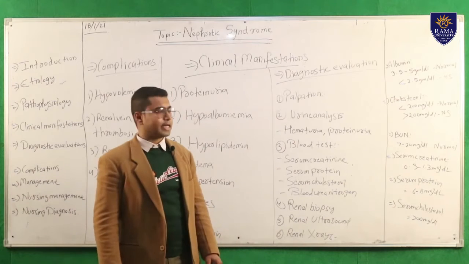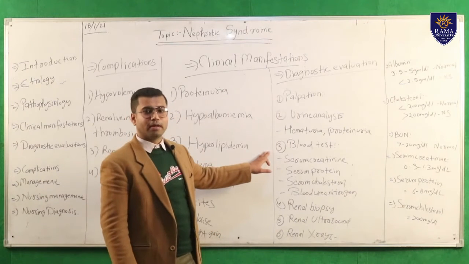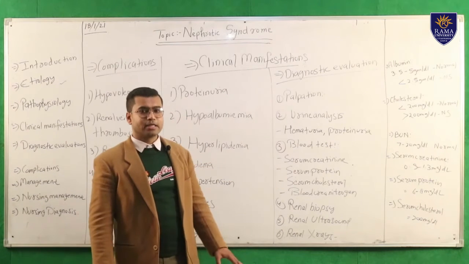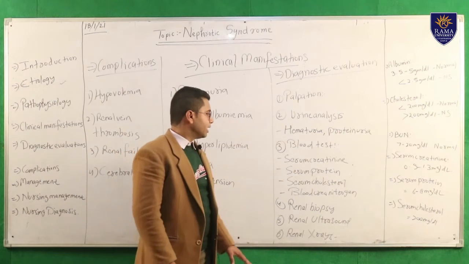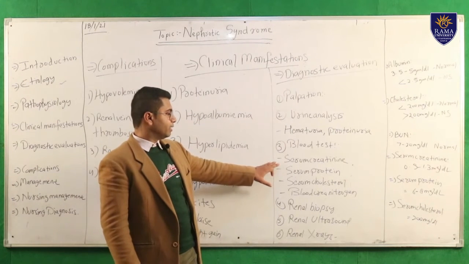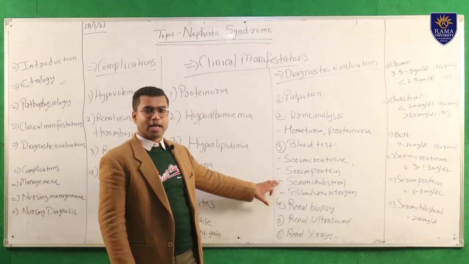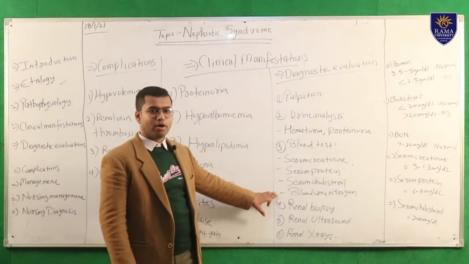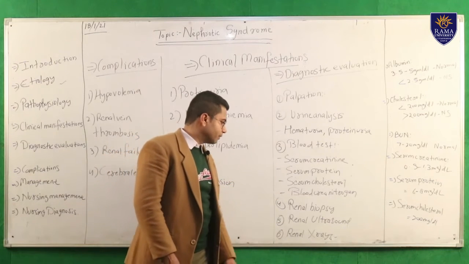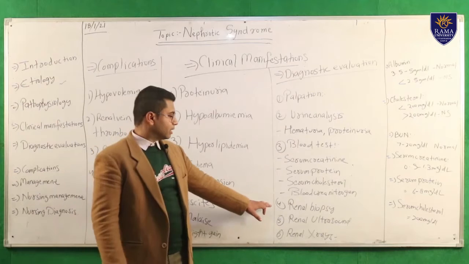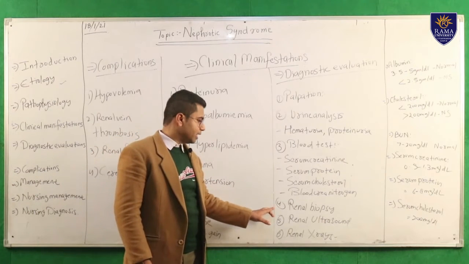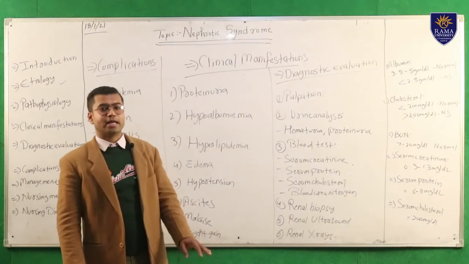Then another test, the person can also go for the blood test. In the blood test, the major findings will be increased level of serum creatinine, increased level of serum protein, increased level of serum cholesterol, and increased level of blood urea nitrogen. Then the person can also go for the renal biopsy, renal ultrasound, and renal X-ray.